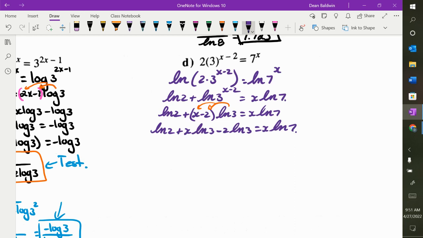What would be the smart move here? Moving the x natural log of 3. Yeah, move this over here because it's one move, right? I could move the x natural log of 7 over here, but then I'd have to move these two terms to the other side. So you might as well just make the one move. So the x natural log of 3 goes over, and I get natural log of 2 minus 2 natural log of 3 is equal to x natural log of 7 minus x natural log of 3.